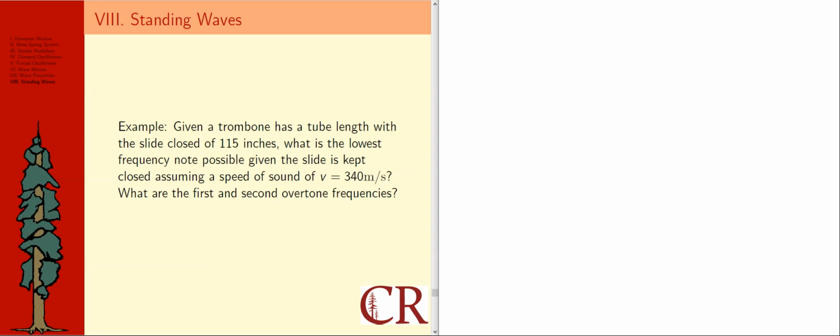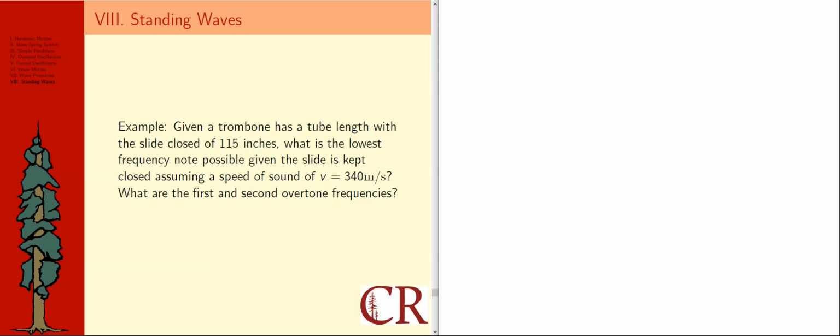Given a trombone has a tube length with the slide closed of 115 inches, what is the lowest frequency note possible given the slide is kept closed, assuming a speed of sound of 340 meters per second? What are the first and second overtone frequencies?